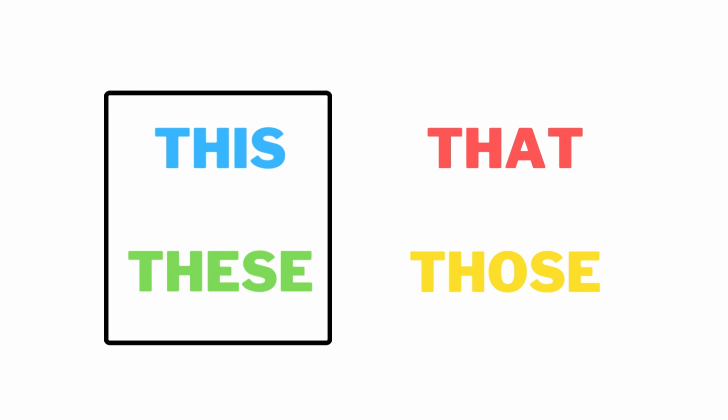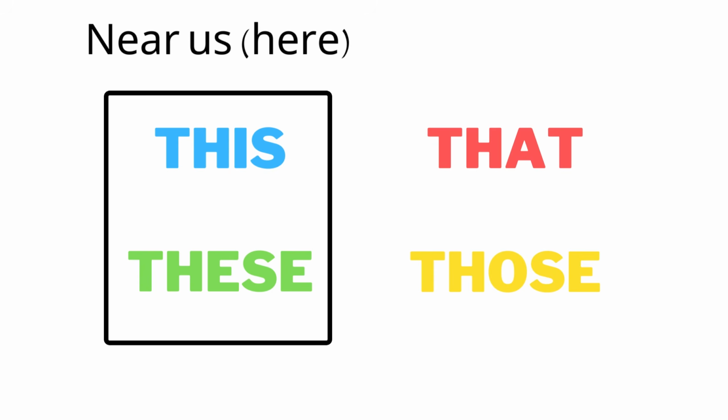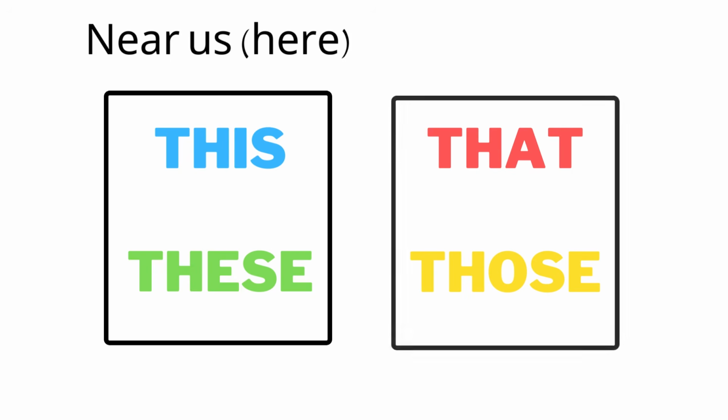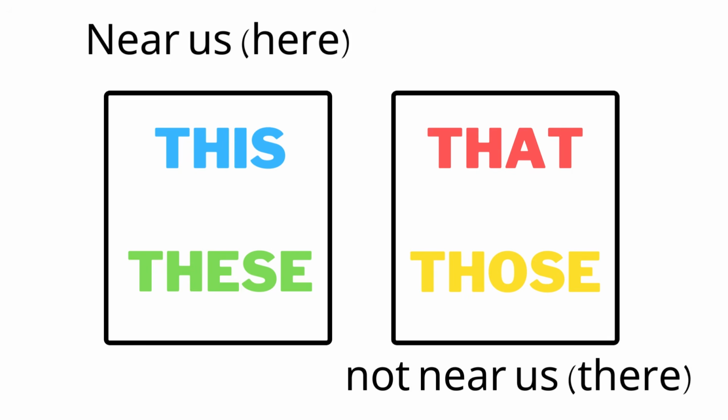Generally speaking, we use this and these for things that are here or near us. We use that and those for things that are not near us.